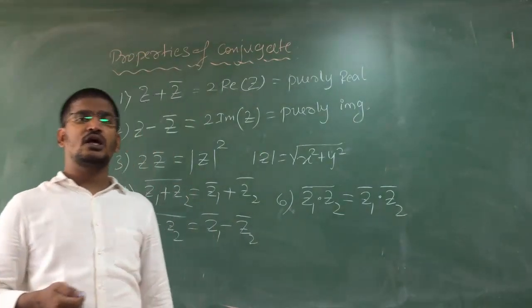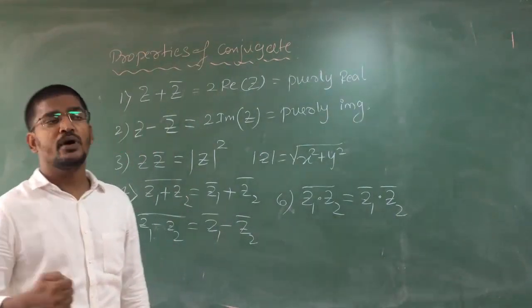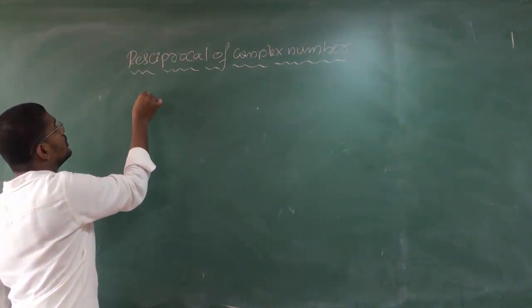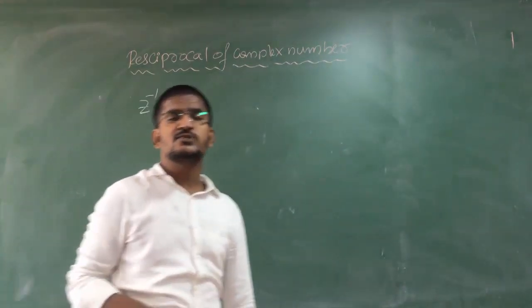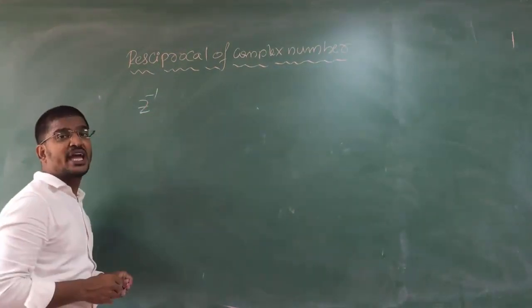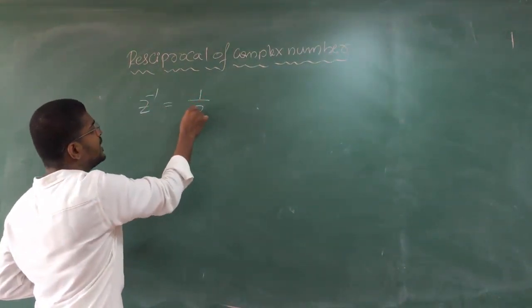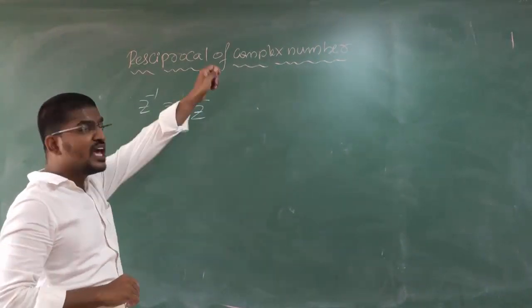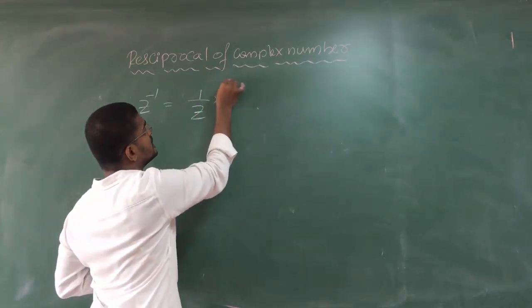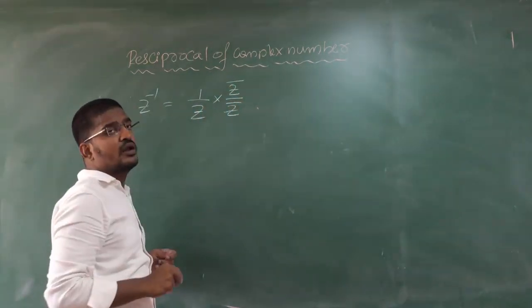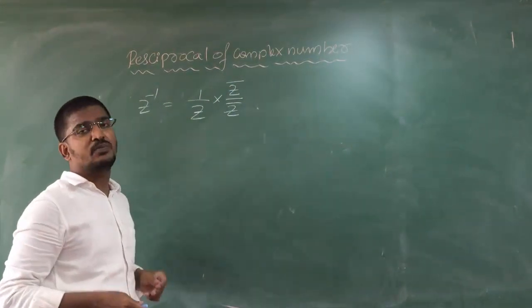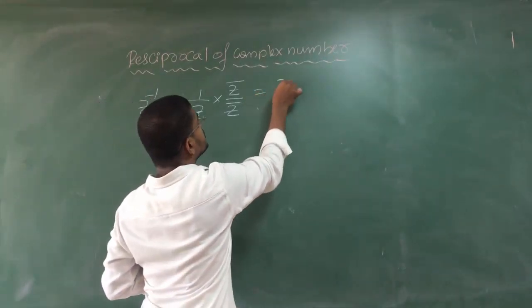Now let us move to the reciprocal of a complex number. Okay students, the reciprocal of a complex number, that is z to the power of minus 1, is written as 1 by z. Now if I rationalize this, definitely you are going to have the conjugate of z. That is nothing but multiplying it by z bar over z bar. If I rationalize this number, you are directly going to have the conjugate of z, multiplying with z bar. So this is going to be the z bar.